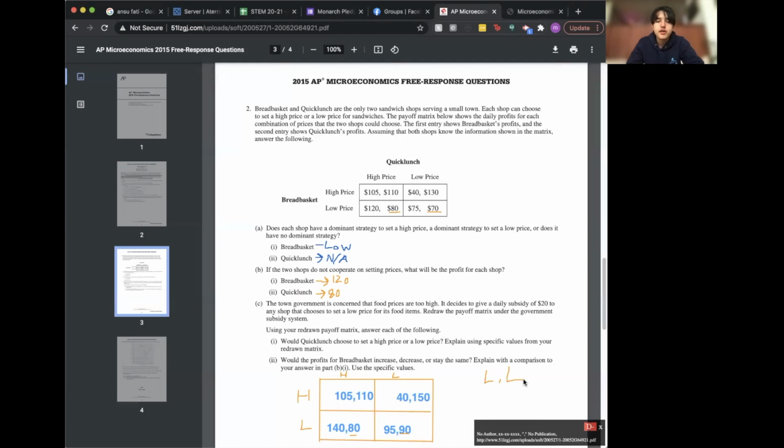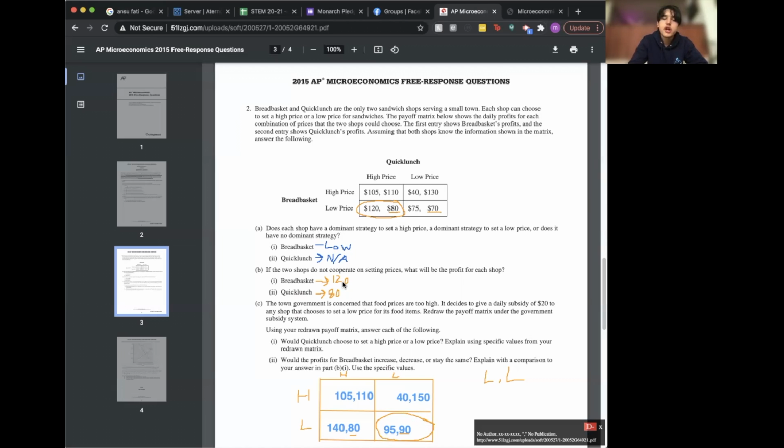Explain with the comparison from your answers in part B1, and then use the specific values. So because Breadbasket has a dominant strategy in both cases to go low, we would think that Breadbasket would increase their profits. However, this is not the case, because in the previous scenario, we would have gone in this box over here. So it would have been 120 and 80. Although now, because of this subsidy, we are going to change our box and we would be going over here to the 95 and 90.